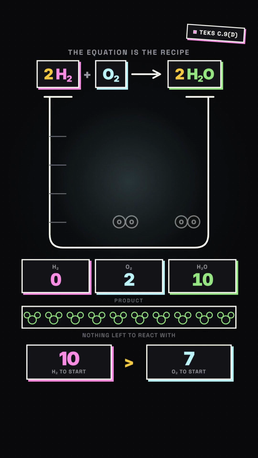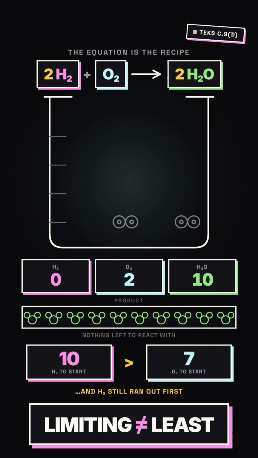Notice you started with more hydrogen than oxygen, and hydrogen still ran out first. The limiting reactant is not the one you have the least of, which means you can't eyeball it. Here's the method that always works.